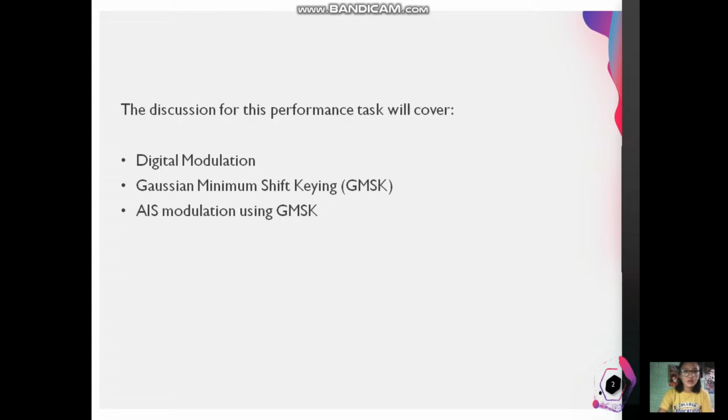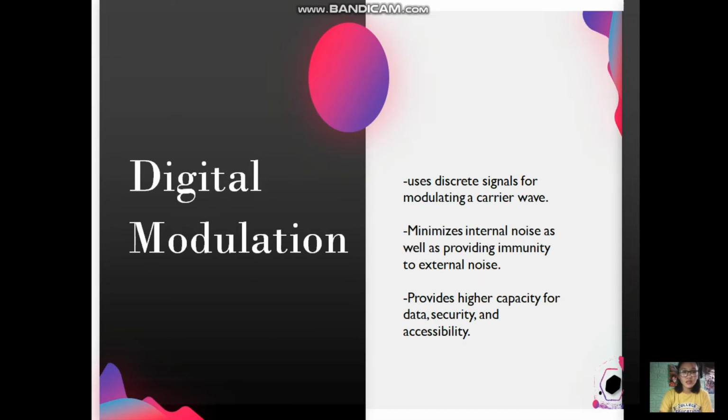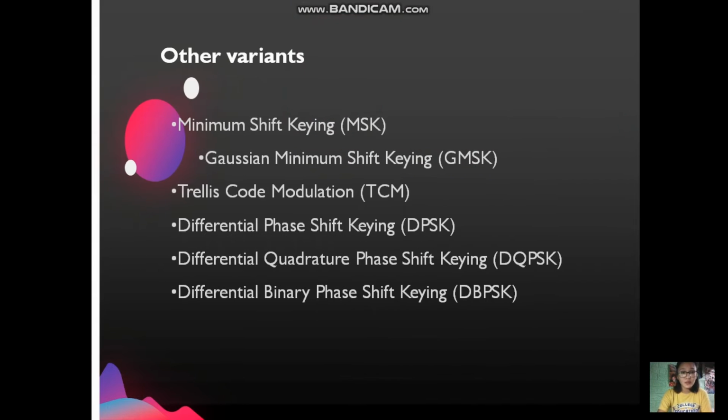The discussion for this performance task will cover digital modulation, GMSK, and AIS modulation using GMSK. So what is digital modulation? It uses discrete signals for modulating a carrier wave. It also minimizes internal noise as well as providing immunity to external noise. It also provides higher capacity for data, security and accessibility.